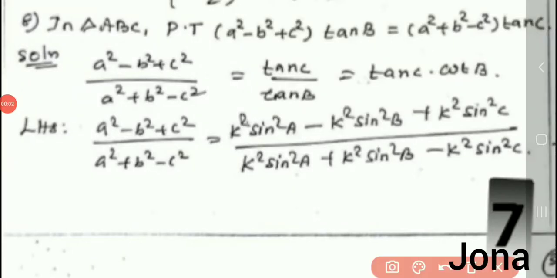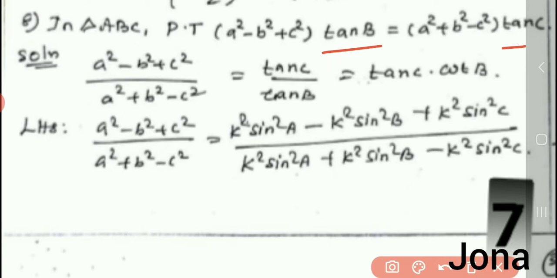Eighth problem. In triangle ABC, prove that (a² − b² + c²) tan B = (a² + b² − c²) tan C. We want to take the left hand side as (a² − b² + c²) divided by (a² + b² − c²) equal to tan C by tan B. I want to take this as a given thing like this.